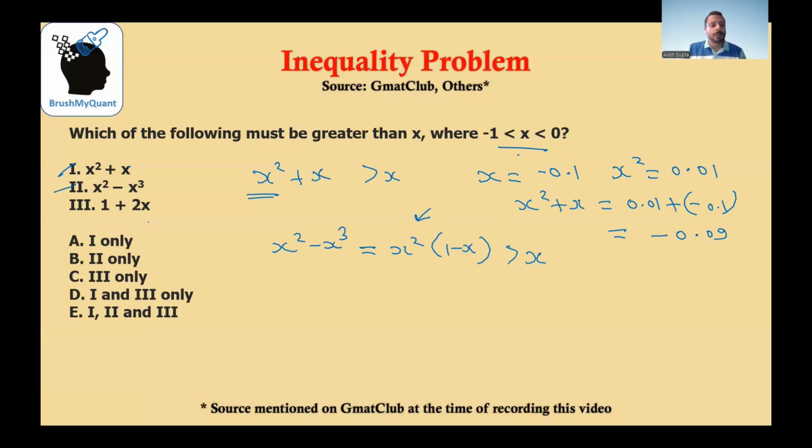The third one says 1 plus 2x. Now it is given to us that x is greater than minus 1. We can add x on both these sides. So we'll have x plus x is greater than x minus 1. We can take minus 1 to this side. So we'll have 2x plus 1 is greater than x, or 1 plus 2x is greater than x. That means 1 plus 2x will be greater than x. So statement 3 is also true. So all three of them will be true. So the answer will be option number E.